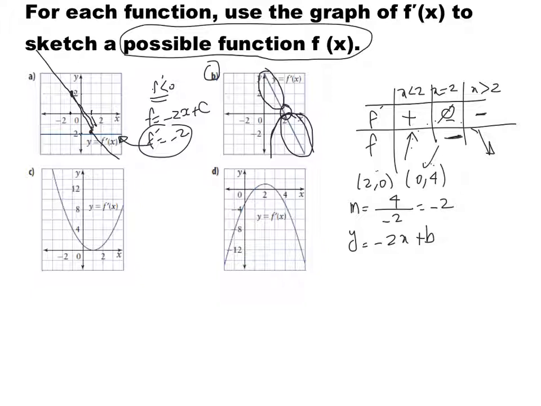So let's try (0, 4). So I say 4 is equal to negative 2 times 0, which is 0, plus b. So b is equal to 4. So my equation of the line is negative 2x plus 4. Now, I know that this y is really f prime.